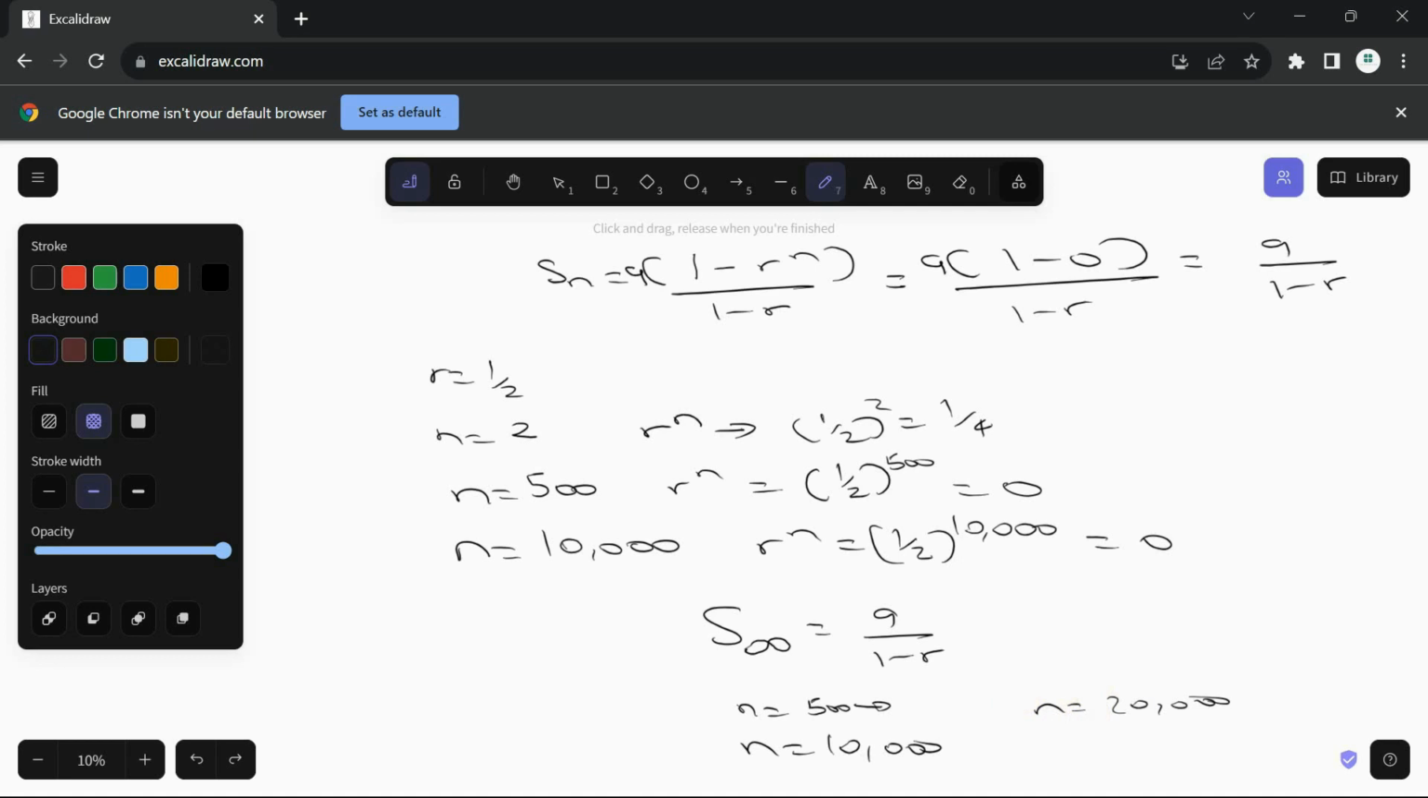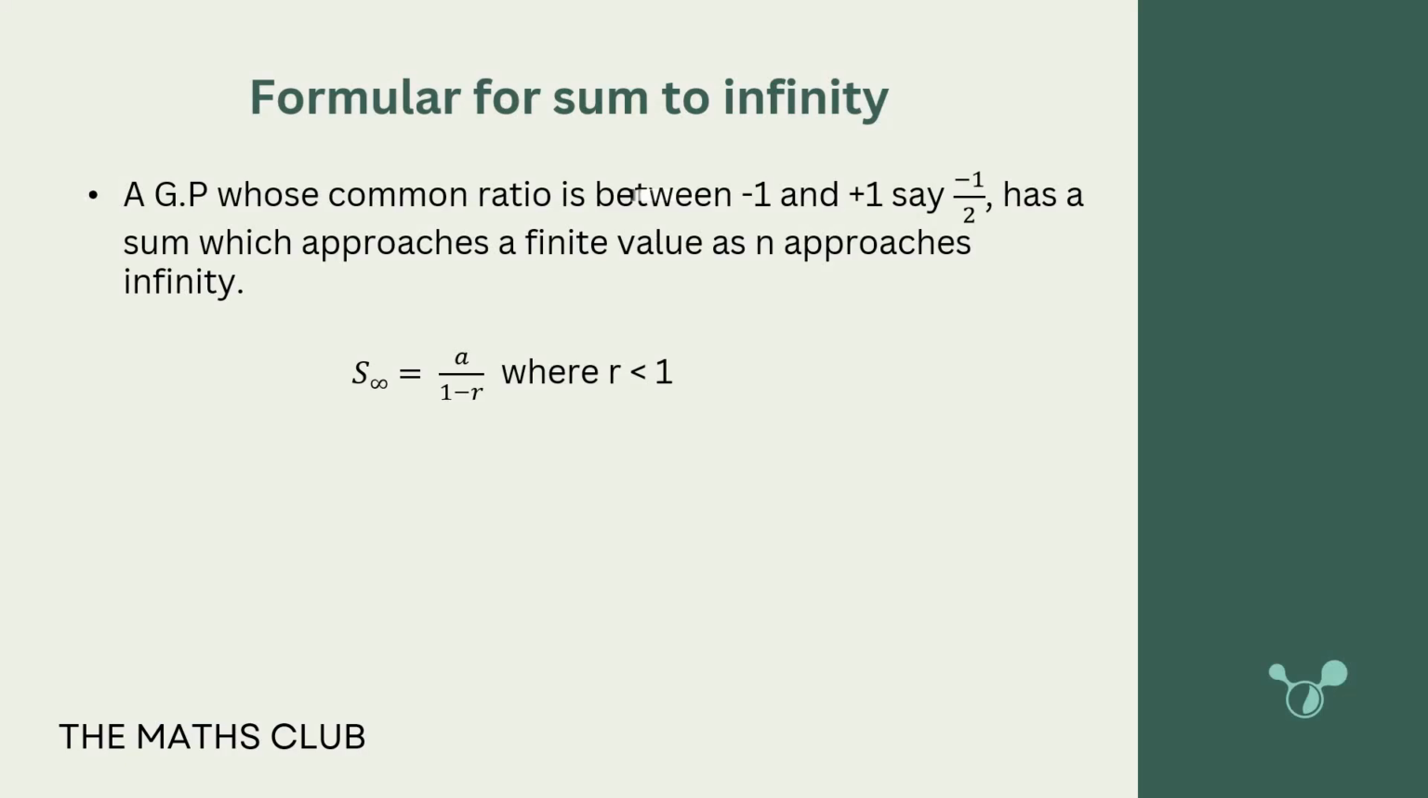That's why most times we ask, what is the value that we will get as our GP is tending towards infinity, because it's always going to be the same value. If n is 500, n is not playing any part in this formula. So as our S is tending to infinity, we'll be getting the same value. That's why they say it has a sum which approaches a finite value, the same value as n approaches infinity. So if we want to find the sum of the GP, we can just use this particular formula.